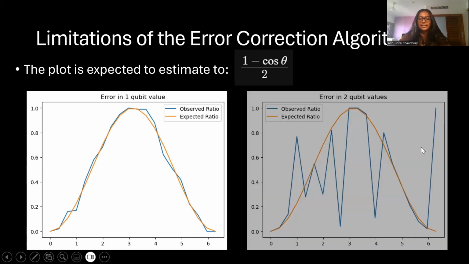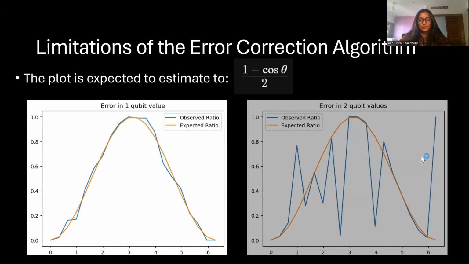However, on the right, we can see that the observed ratio is very noisy and distorted. In this case, 2 qubits were induced with errors. It shows that the error correction algorithm does not work when 2 qubits contain an error, which poses a limitation to the algorithm. In a similar manner, demos of other algorithms can be created, which could be invaluable in developing quantum computing systems. Thank you.